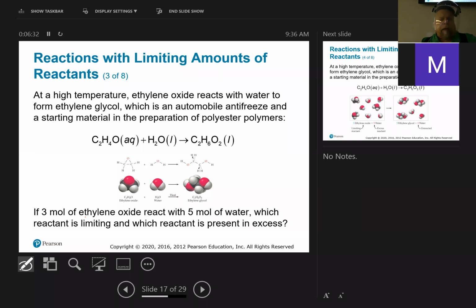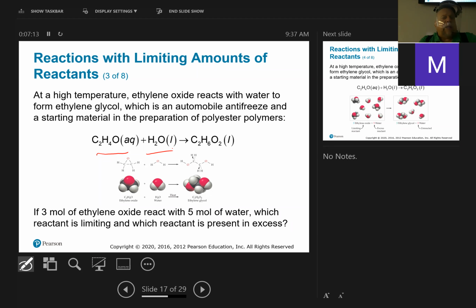If 3 moles of ethylene oxide are reacted with 5 moles of water, which one is limiting and which one is present in excess? Okay. So the first thing you have to do is balance the equation. Okay, and if you look at the equation, it's already balanced there. What is the mole ratio between the ethylene oxide, which is this one, and the water? What's the mole ratio there? No, in the equation. It's 1 mole and then 1 mole, correct? You see that? There's 1 mole and 1 mole.